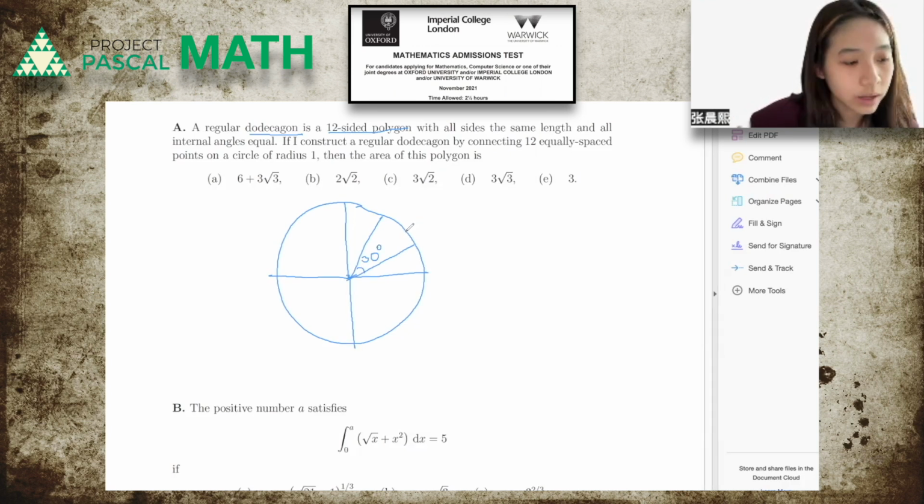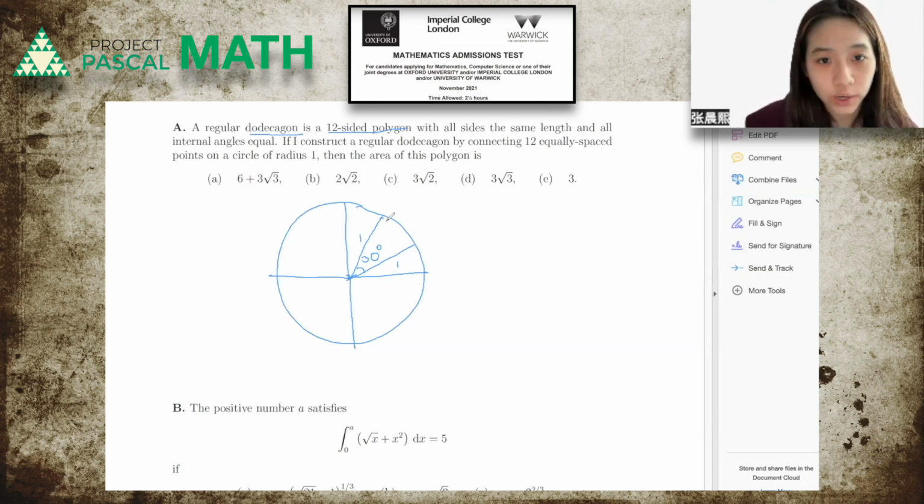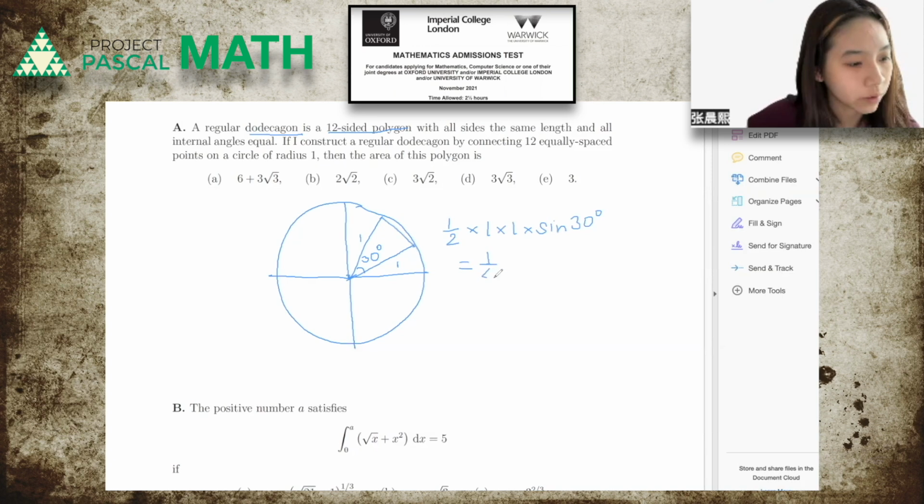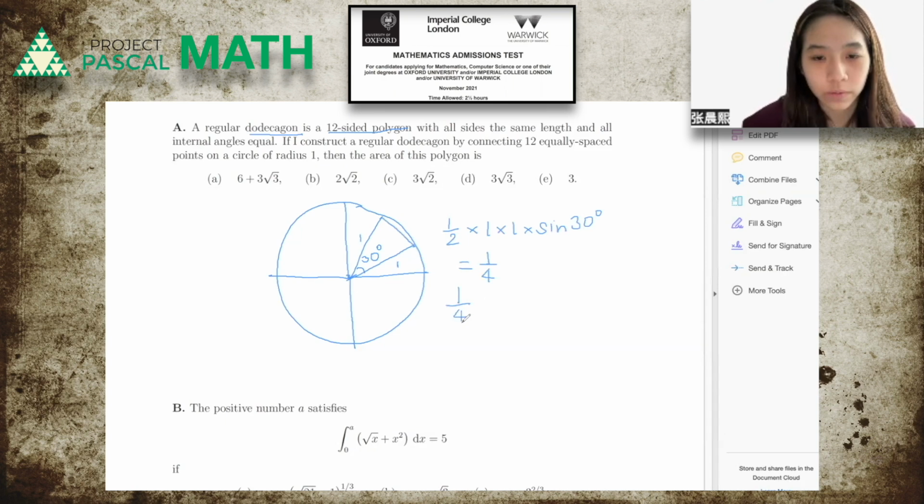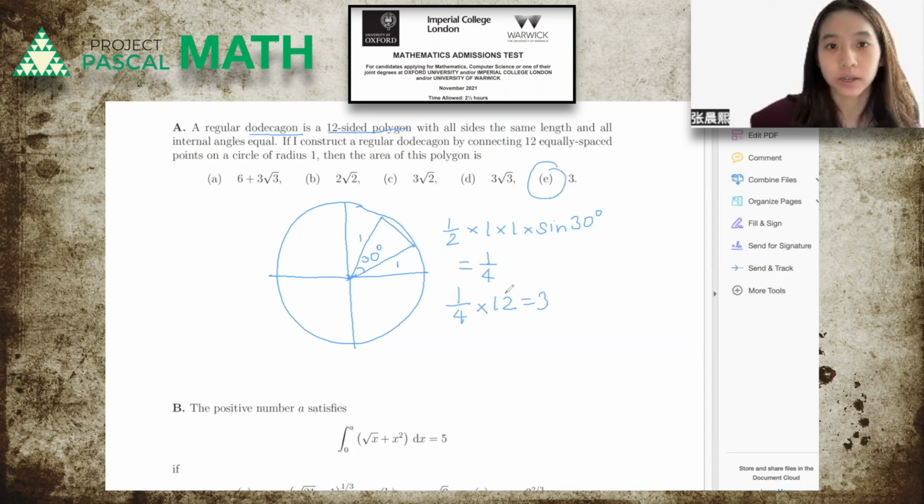And so the area of each triangle, since the circle has radius 1, so this is 1 as well. So the area of each triangle will thus be half times 1 times 1 times sine 30 degrees, which is equal to 1 over 4. And since there are 12 of these triangles, it's 1 over 4 times 12 of them, which gives you 3. So the answer to this question is E.